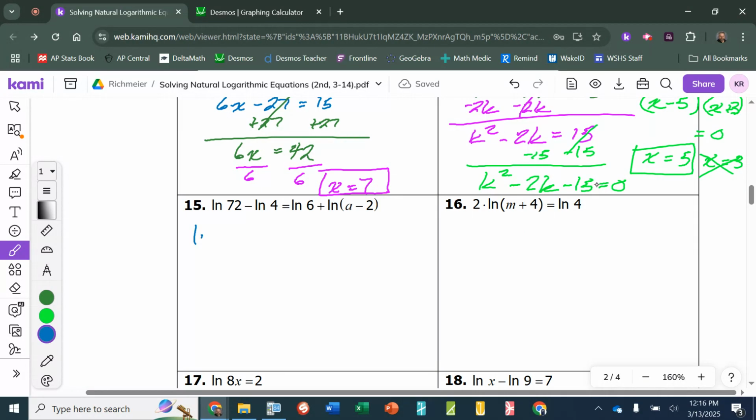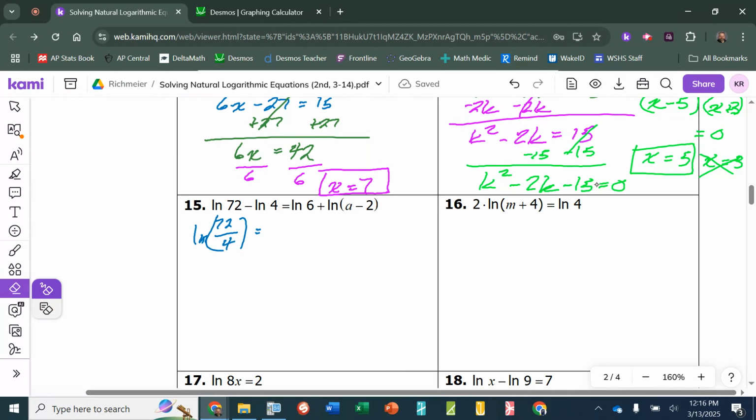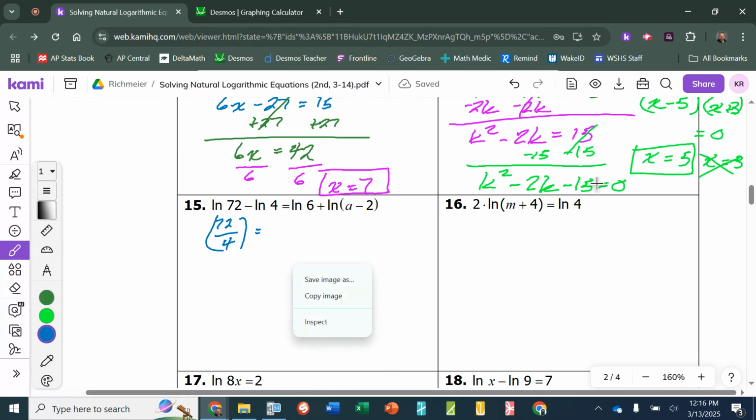So I'm going to have the natural logarithm of 72 divided by 4. That's the logarithm when we condense it on the left. On the right, I've still got both natural logarithms, so I can work to condense those as well. Except over here, I have a plus sign, so this is going to be my product property. So instead of dividing the arguments, I'm going to multiply them. So we have natural log, and let's see, it's going to be 6a minus 12.